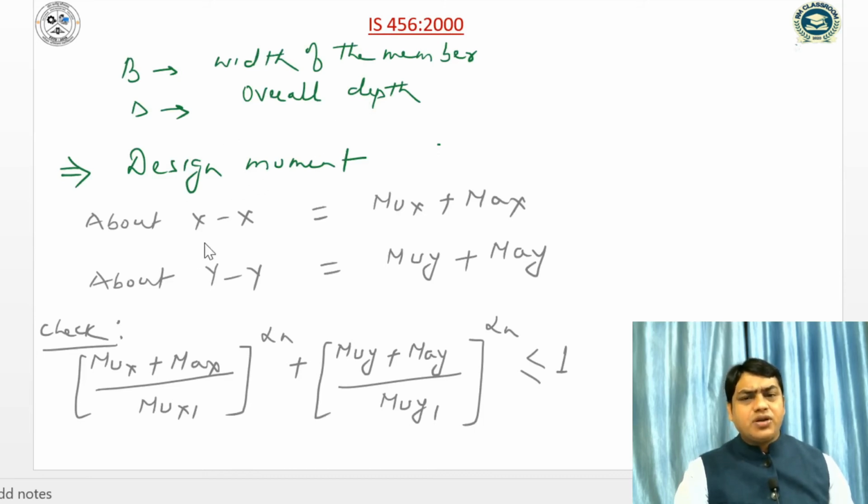So the design moment about the XX axis for the long column is Mux plus Max, where Max is the additional moment, and about YY it will be Muy plus May. And the check for the long column will be ((Mux + Max)/Mux1) plus ((Muy + May)/Muy1), each to the power αn, less than or equal to 1. Once again, Mux1 and Muy1 can be computed in the same way I have discussed from the interaction curve. And Mux plus the additional moment we have already computed, as suggested by the expressions of additional moment in the x and y directions given by the IS code.